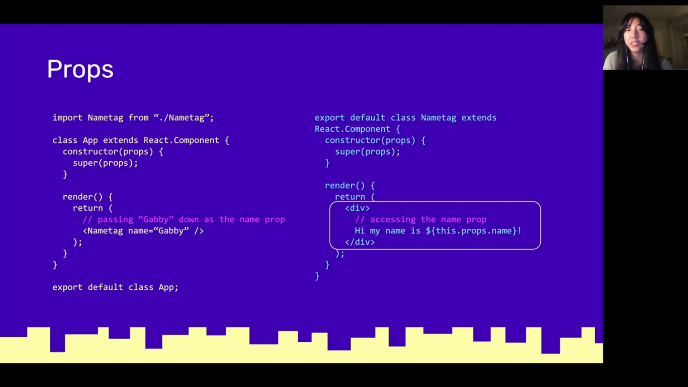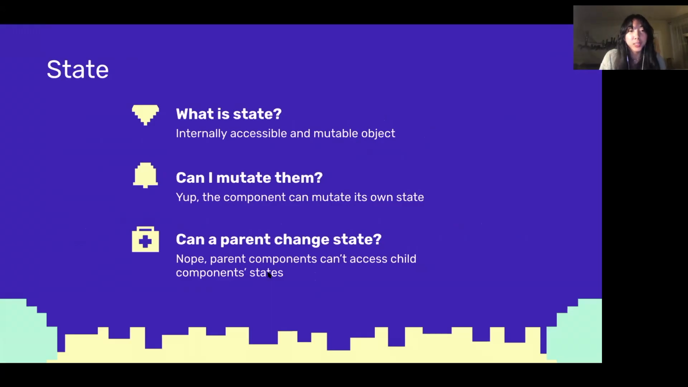The name tag component can use this prop to render our desired text with the name app passes down. However, the name tag component can't change this prop internally. It'll only change if app changes the name parameter to a different string. Okay, so what do we do if we want to change something internally in a component?